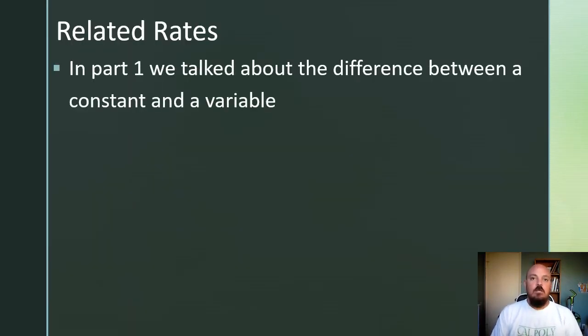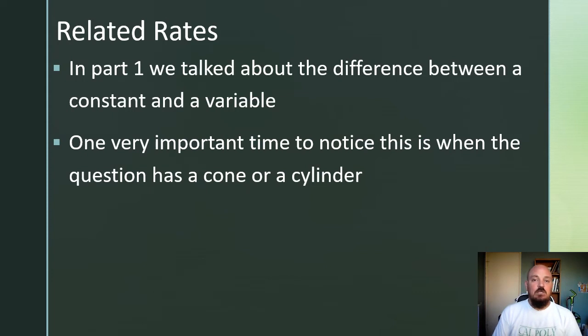So in part one, one of the things we talked about was the difference when you're labeling your variables or your rates, the difference between something that's constant and something that's changing and has to be assigned a variable. So the important question I want to talk to you guys about today is the difference between a cone and a cylinder. These are real common AP test questions, and they're also common mistakes on the AP test. So I want to make sure you guys know this really well and don't make those mistakes.